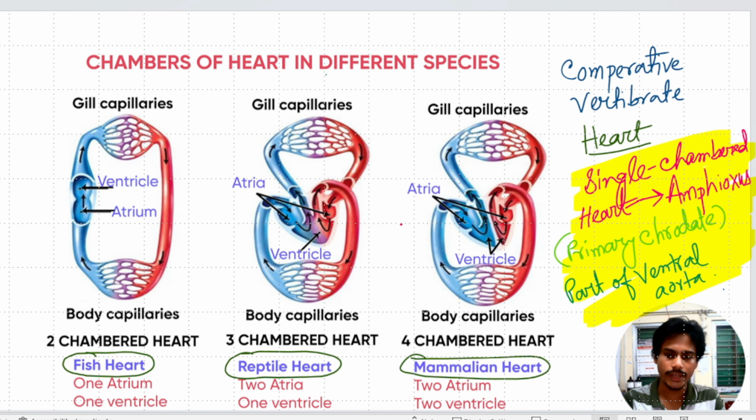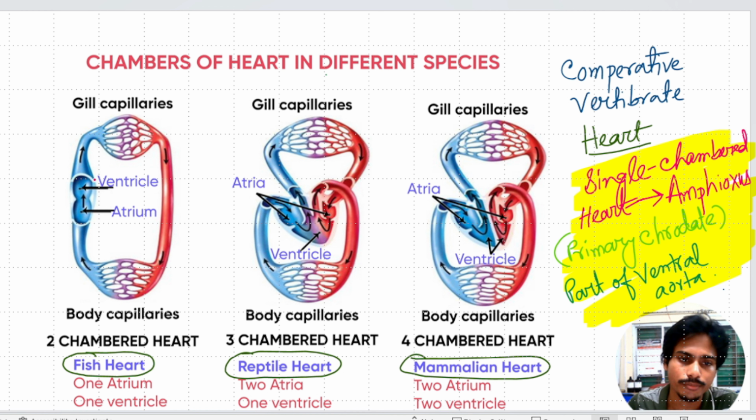So now we are coming to the comparative vertebrate heart. First, in amphibians or primitive chordates, part of the ventral aorta is muscular and contractile, so you can say okay, it's a heart. So it's a one chamber, single chamber heart. Now we are going to the two chambered heart, because the concept will be clear here.